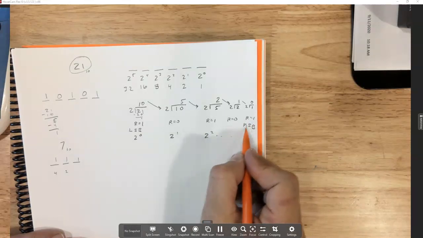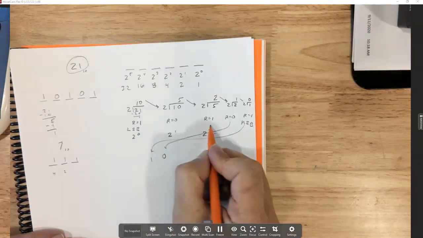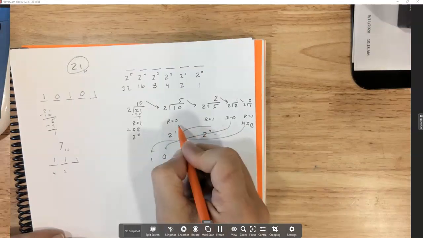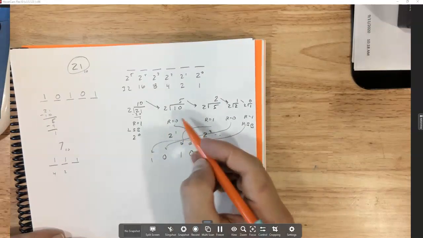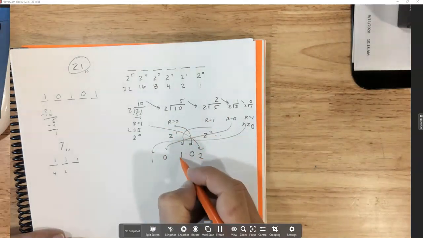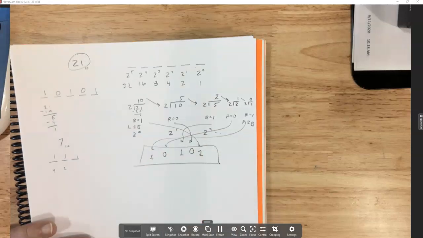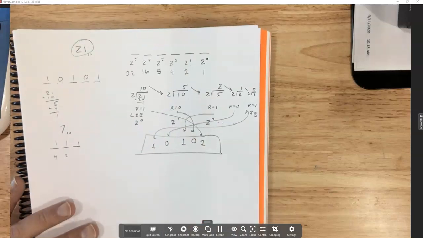So it's, right? I think we're kind of doing this. 1, then the 0, then that 1, then that 0, and then that 1. Is that okay? Does that make sense? That's the process.